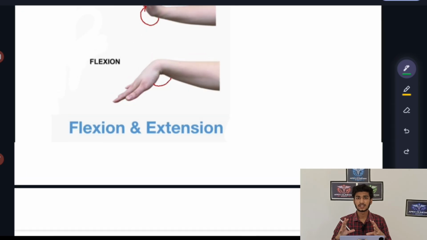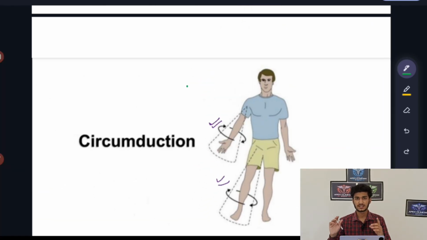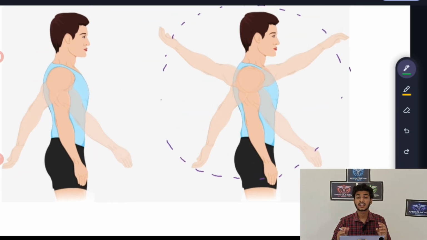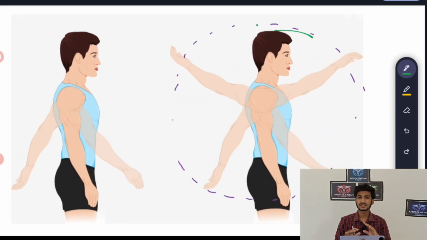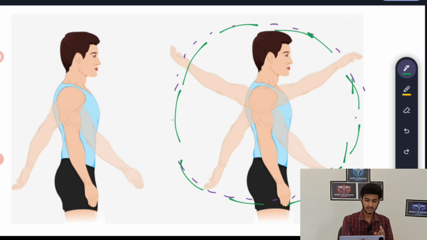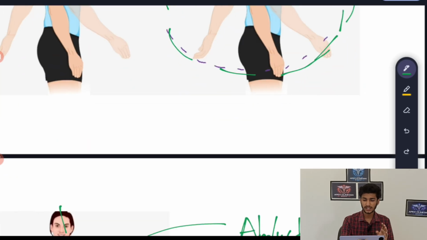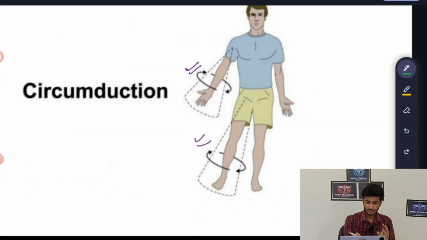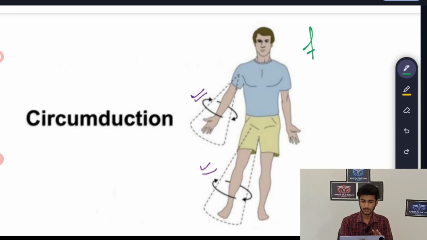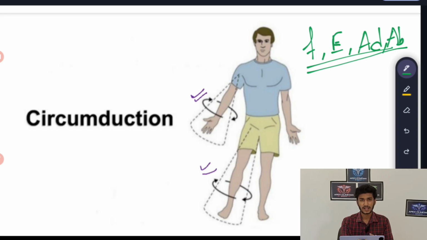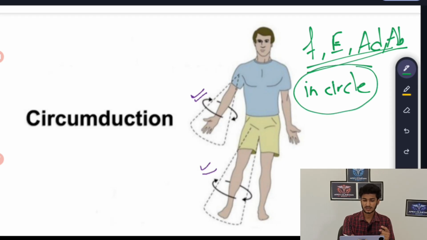Circumduction is basically a cluster of various movements, that is flexion, extension, adduction, abduction, in such a way that it completes a circle. Then it is called circumduction. You can appreciate the circumduction in this image. Look, here you can see the arm is fully rotating. But in the next image, you can see that this person is doing all the movements, which are adduction, abduction, flexion, extension, in such a way that it creates a circular motion. Then it is called circumduction.